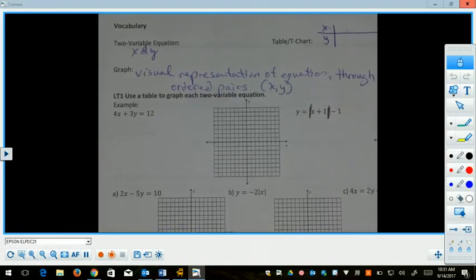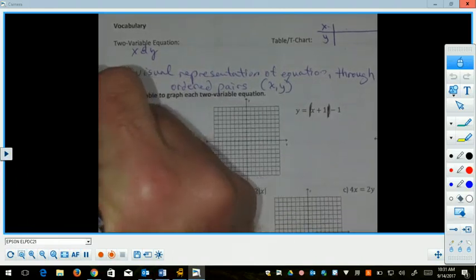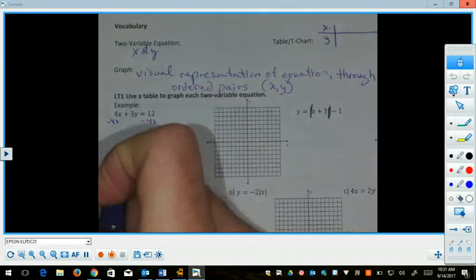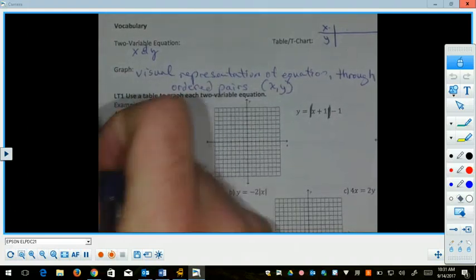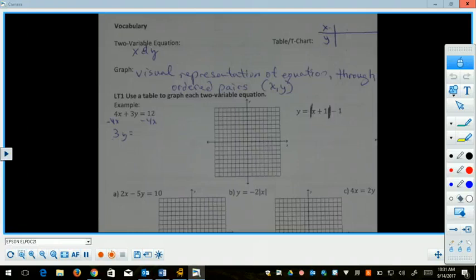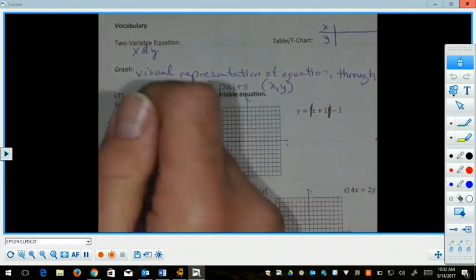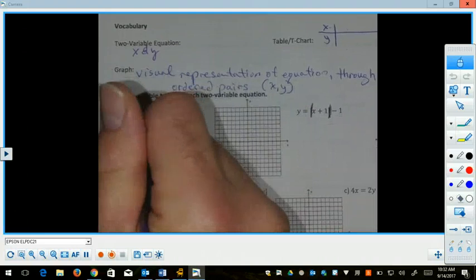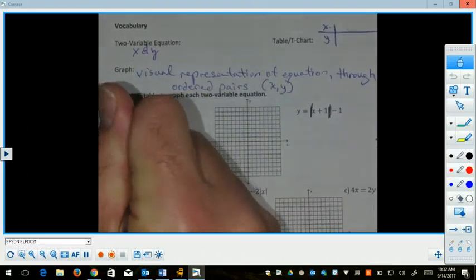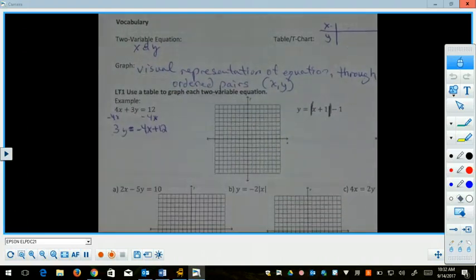Maddie. Subtract 4x, yes. Subtract 4x from both sides. This gives us 3y equals, now there's 2 ways you could write this, 12 minus 4x or negative 4x plus 12. We usually try to put the variable first, but if you have 12 minus 4x, that's okay. You'll still be able to generate your table. So negative 4x and positive 12.